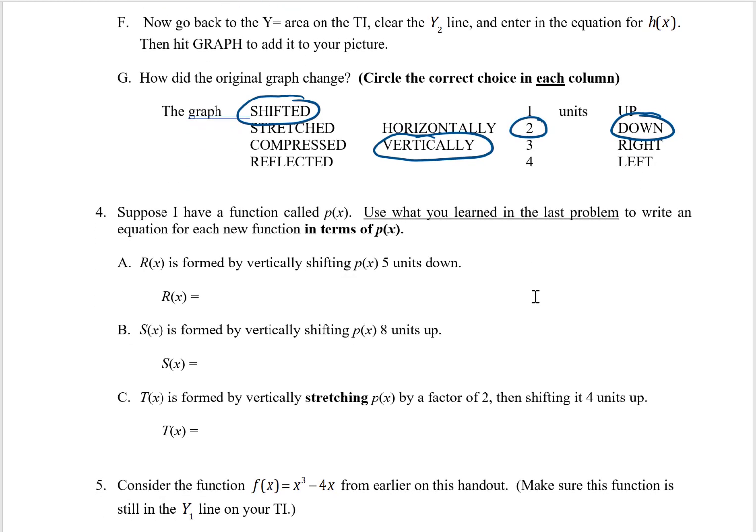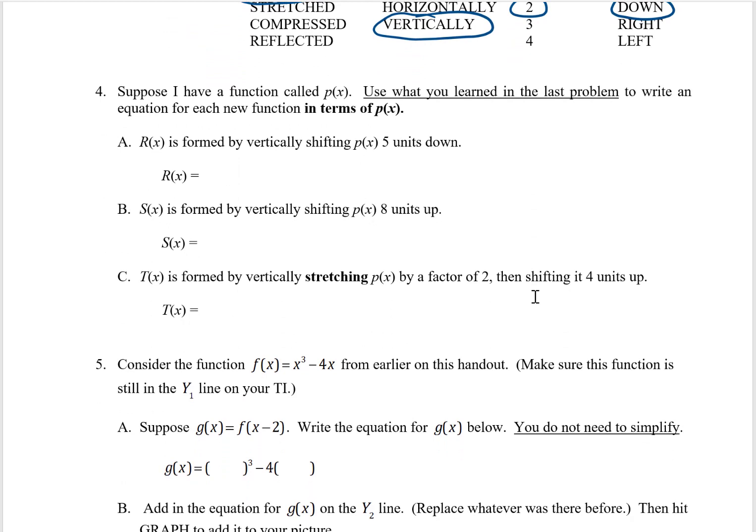Number 4, let's practice what we've learned now. So suppose I have some function called p of x. We don't know what the equation is. We simply want to take each of these new functions and write it in terms of p of x. Okay, so letter A, r of x is formed by vertically shifting the p of x function 5 units down.